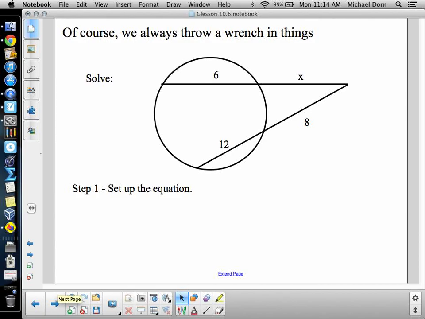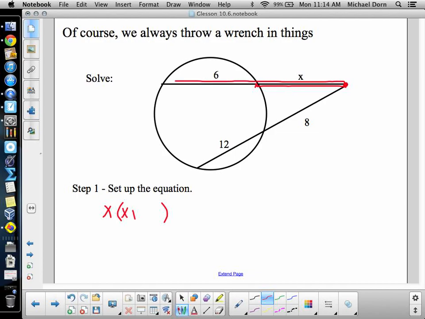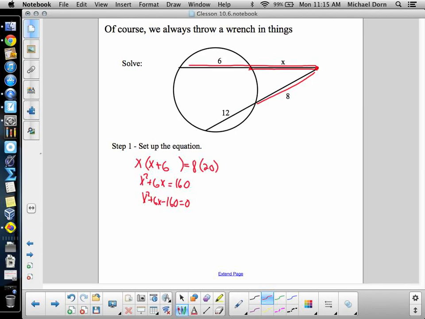This is one that works out like one of the more difficult ones again, but again, we can set it up and solve it. So what do we get? Someone set up the equation for me. Starting at the point of intersection, my first segment would be this one here, which is how long? X. Times what would be my second segment? 6 plus X, or X plus 6, equals 8 times 20. So X squared plus 6X equals 160. So X squared plus 6X minus 160 equals 0.